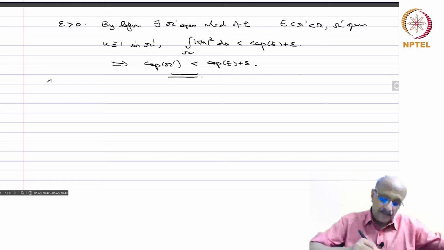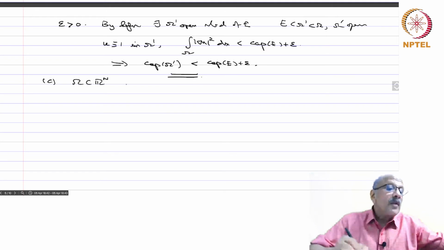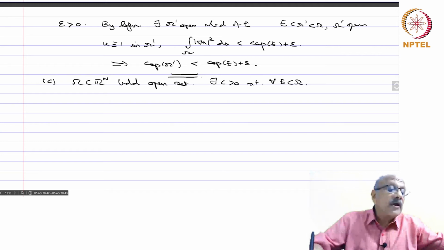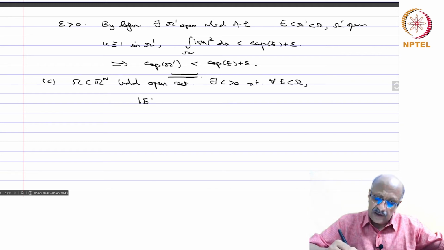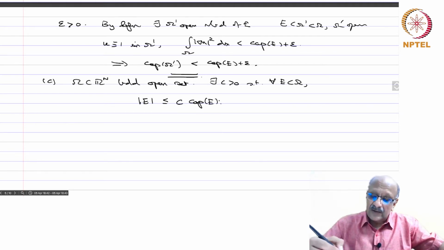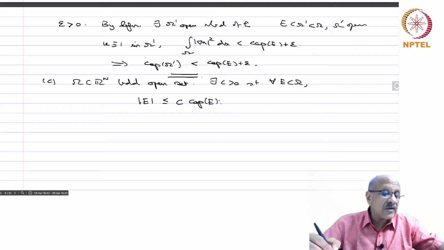Okay, C. Omega in Rn bounded open set, there exists a C greater than 0 such that for all E contained in omega, you have the measure of E, this is the Lebesgue measure of E, is less than or equal to C times the capacity of E. So this capacity is something like the measure, it is comparable to the measure, so it's another kind of measure of a set. How big a set is can be found in a different way.